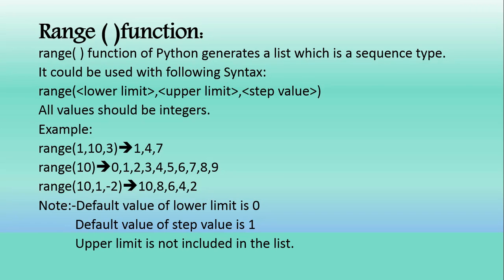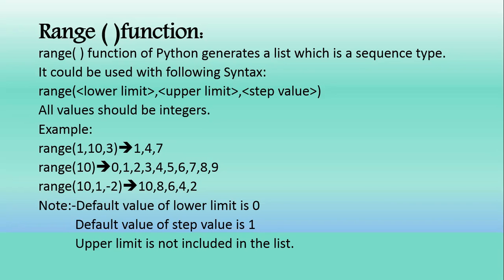Range 1 comma 10 comma 3. Here 1 is the start value, 10 is the stop value, and 3 is the step value. The answer you will get is 1, 4 and 7. It will start from 1, take the step value of 3, and 10 will not be included in the final result. Similarly, the next example is range 10. Here the output is 0 to 9 because the start value is 0 and the step value is 1.